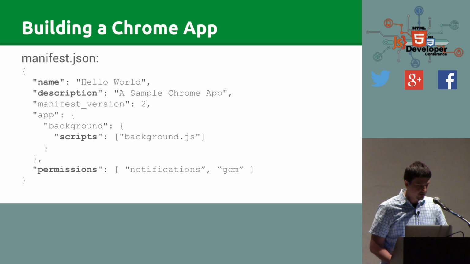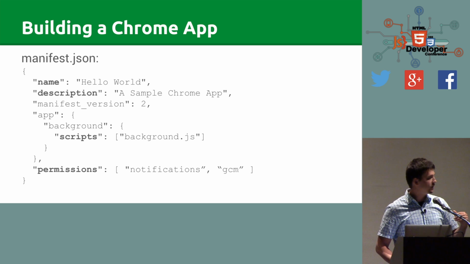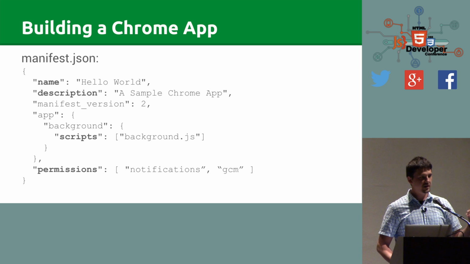So the first thing to start in your application is a persistent script, which can be loaded on demand without even application windows, so even if the user doesn't click an icon. So you have to specify which JavaScript file to start. And then a set of permissions, which the user will be notified upon install if they would like to allow your application to use these permissions, such as notifications, GCM, etc.